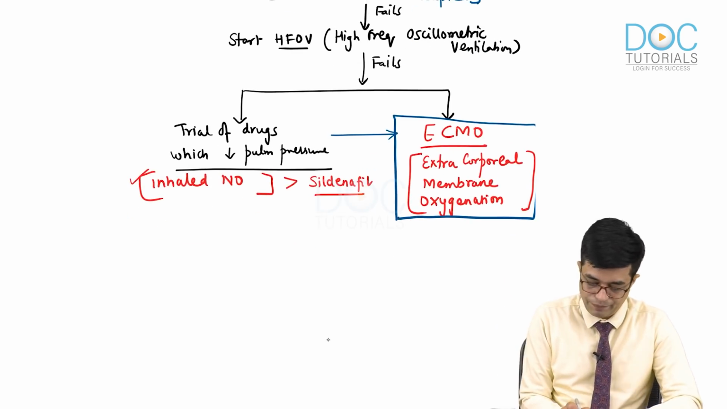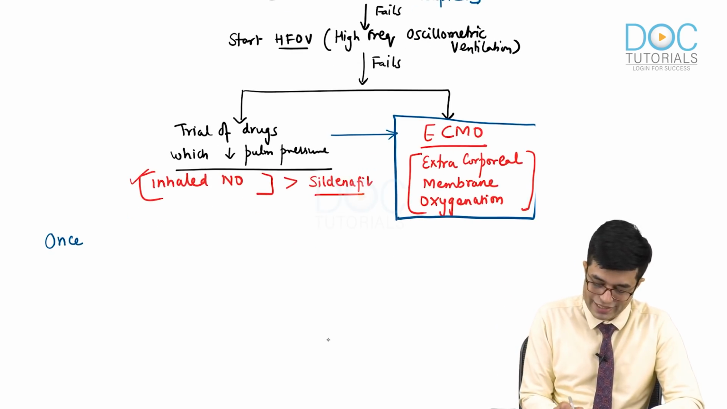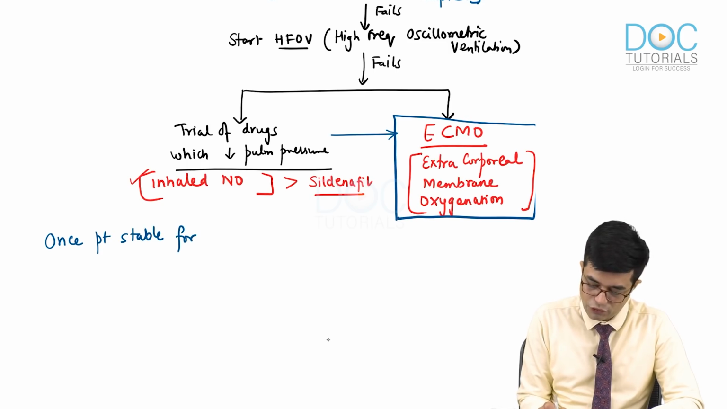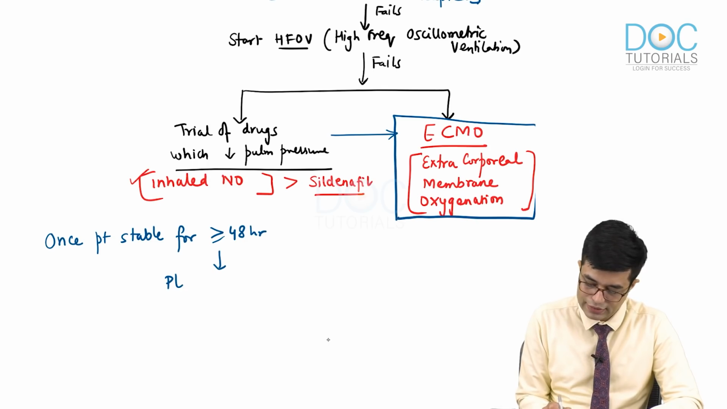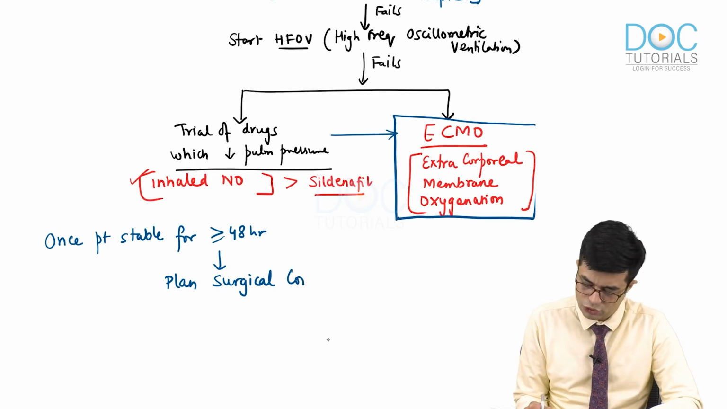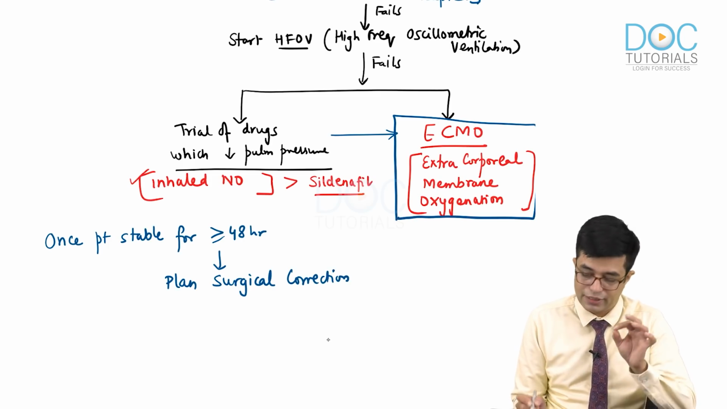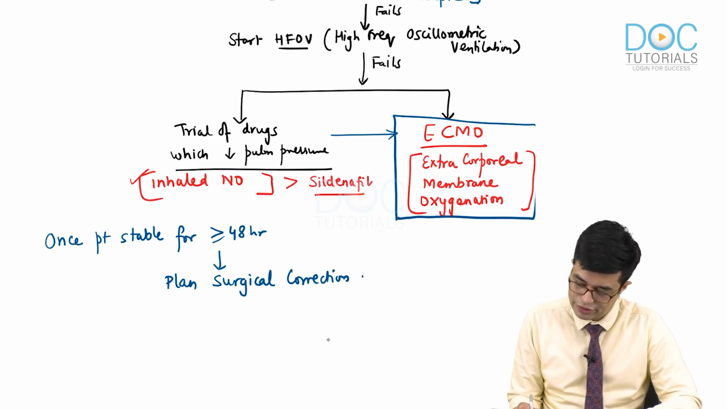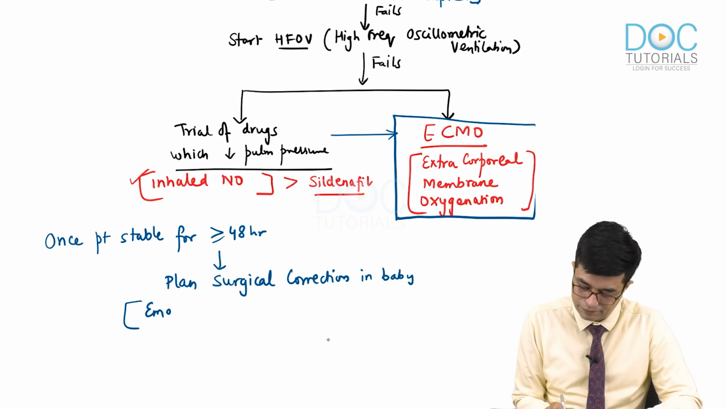Now what is the role of surgery? Once the patient is stable for 48 hours or longer, you will plan surgical correction. You can put a graft material over the missing diaphragmatic part. So plan surgical correction in the baby. Remember that emergency surgery is avoided in CDH. It has a higher mortality.